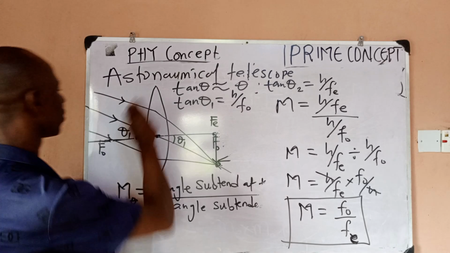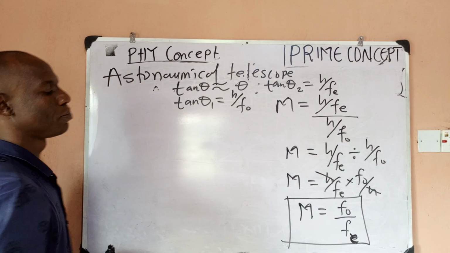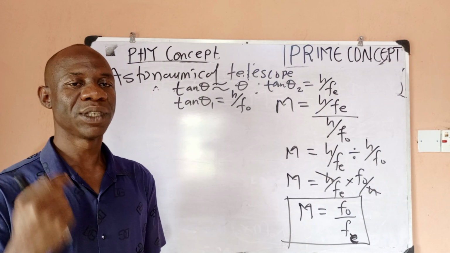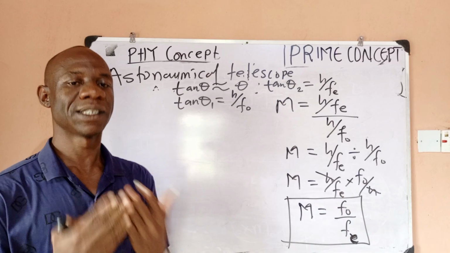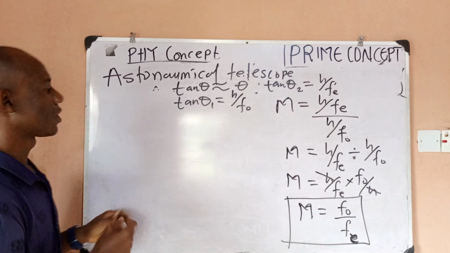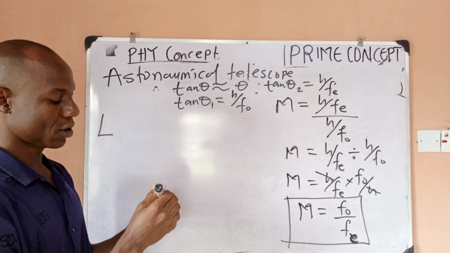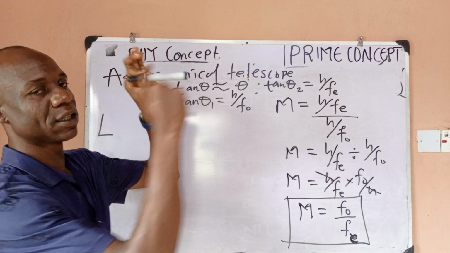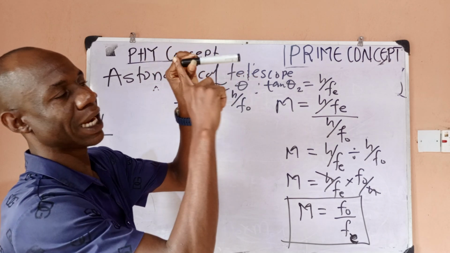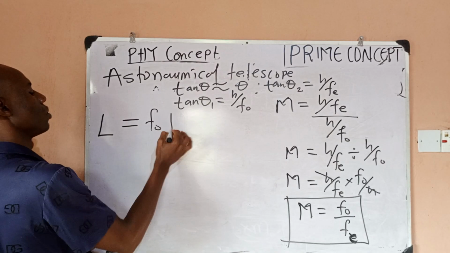One more thing I want to mention. Remember I said that the astronomical telescope is built in a way that the focal point of the objective lens and that of the eyepiece lens coincides. It means they meet at the same point. So it means that for our astronomical telescope, the length of the tube, because your telescope is just like this marker, which is a tube. You have your objective lens inside this tube and you have your eyepiece. So the length of the tube L is actually given as FO plus FE.